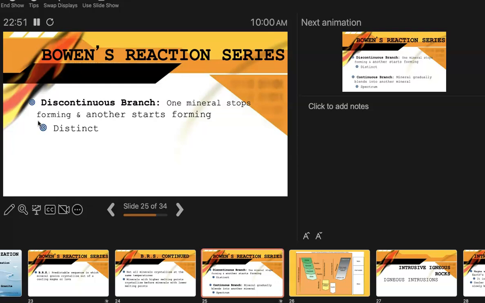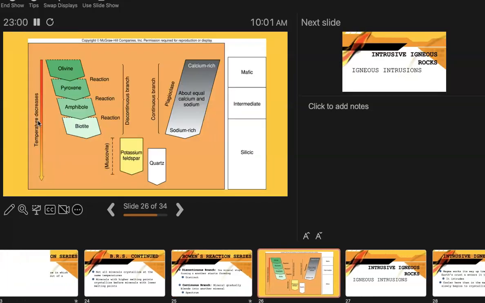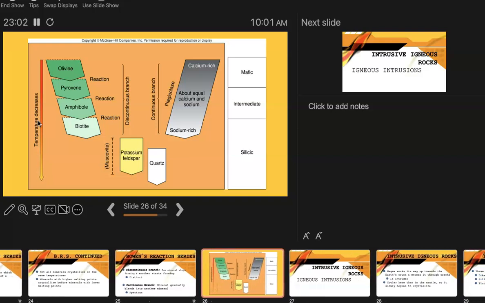All right, we're going to skip over. There's discontinuous branch and continuous branch. I actually already introduced that idea. I've been meaning to delete this slide for a couple of years. We'll talk about it without using more vocabulary words. We're going to talk about the left side first.